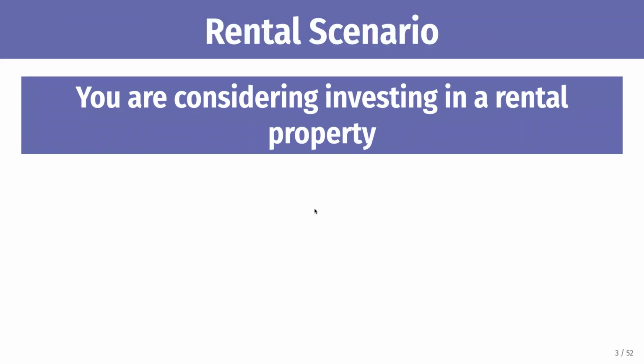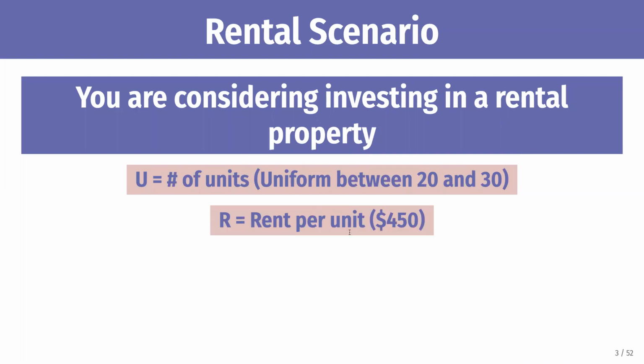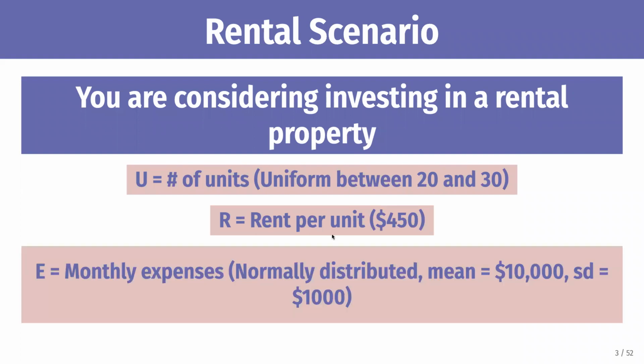So you're considering investing in a rental property. You've got the number of units is uniform between 20 and 30. R is the rent per unit. I've updated this from what we did last time. Now it's $450 per unit. And your monthly expenses are normally distributed with a mean of $10,000 and a standard deviation of $1,000. And the profit is going to be basically the number of units times the rent minus your monthly expenses.